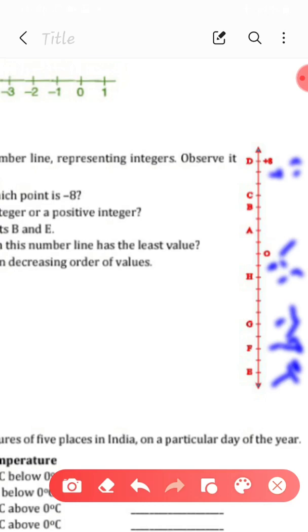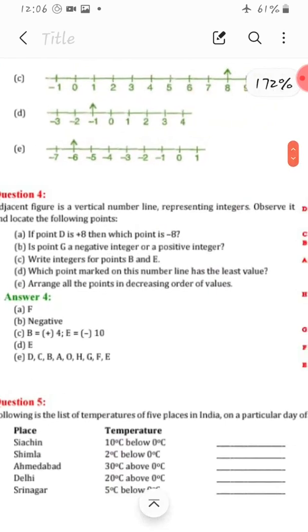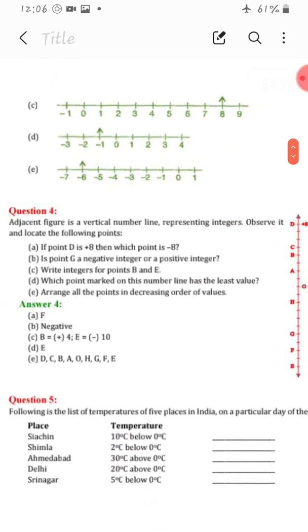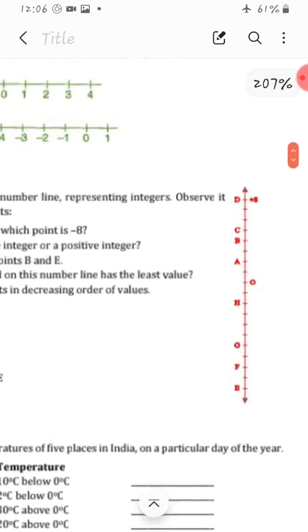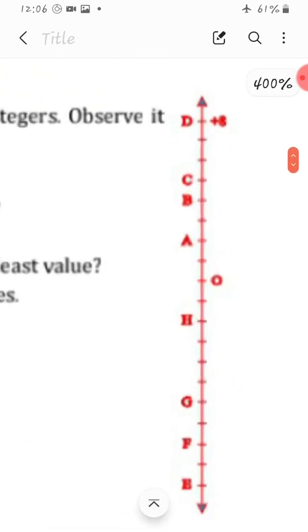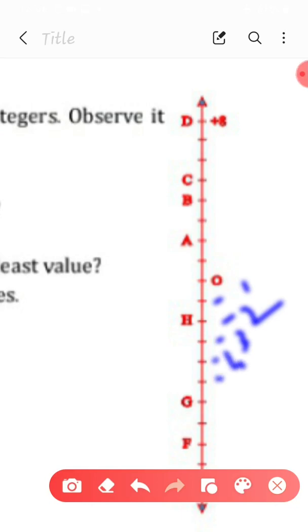So this way we have to answer. Let's see the question now. If point D is plus 8, then which point is minus 8? D is plus 8, this is 0. After 0 comes minus 1, and they have asked for minus 8. I have made it bigger. This is minus 1, minus 2, minus 3, minus 4, minus 5, minus 6, minus 7, minus 8. So F will be minus 8.